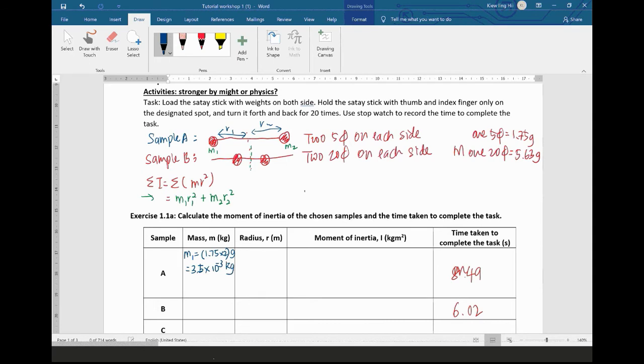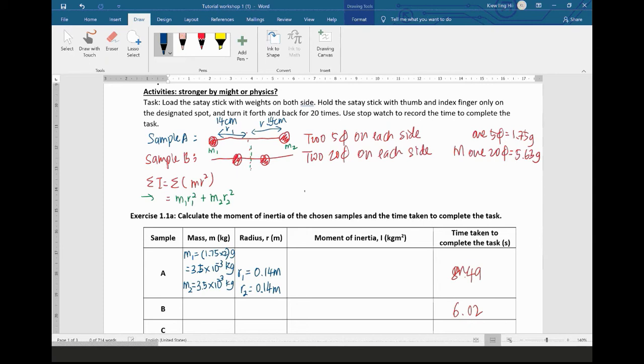Converting to SI unit, it becomes 3.5 times 10 to the power of negative 3. M2 is the same because the same two 5-cent coins are on the other end, 3.5 times 10 to the power of negative 3. The radius r1, measured with the ruler, is around 14 centimeter, so it's 0.14 meter. r2 is also the same, 0.14 meter.